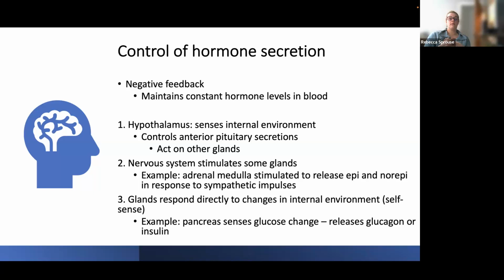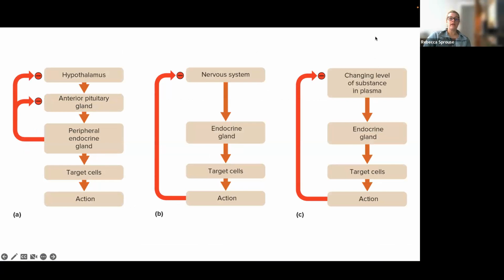And the third way is that some glands just respond directly to their own internal environment changes. So they detect their own changes and respond accordingly. So the pancreas does its own self-detection of the environment and is going to release glucagon or insulin, depending on if blood sugar levels are low or high, respectively. Okay, so either the hypothalamus is going to start the cascade, the nervous system is going to start the cascade, or the gland itself is just going to start and stop the cascade. So those are the three different ways that hormones are controlled and secreted. And it's all about negative feedback.